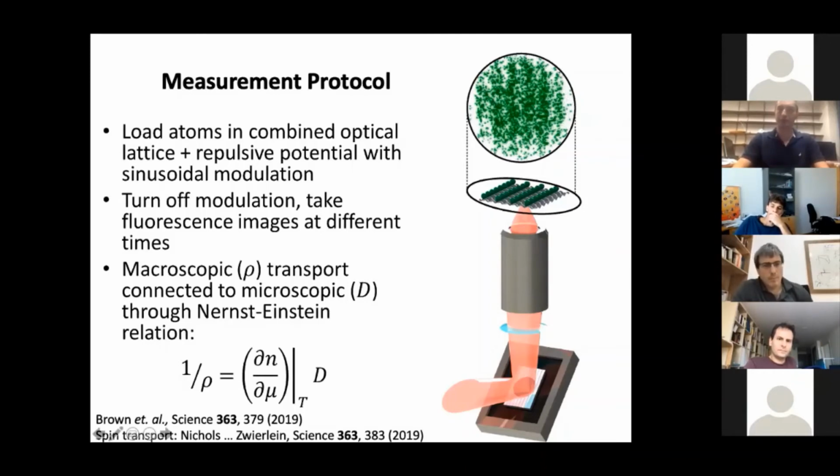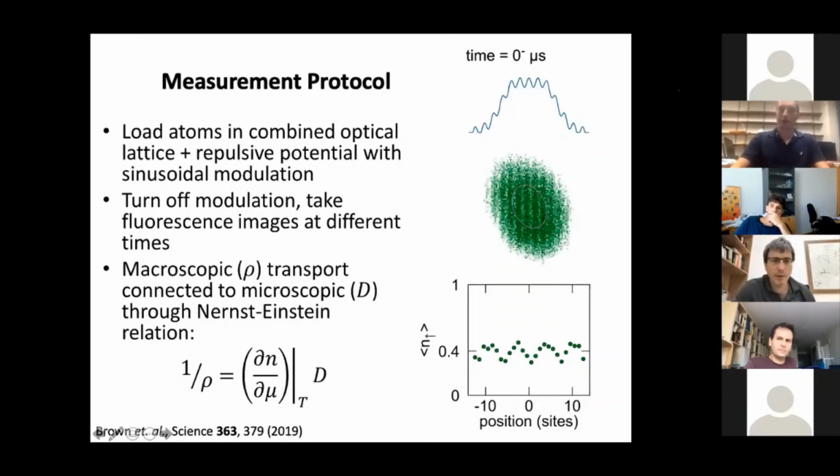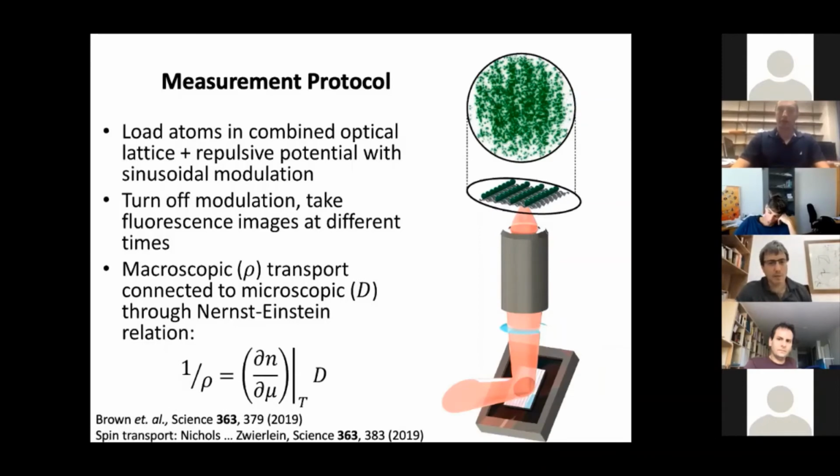Okay. And the system equilibrates while this is on, right? Yeah. So we load it adiabatically into this charge density wave pattern, so it's close to the ground state. And then from there, we just let it do sort of quench dynamics after we switch off this modulation.